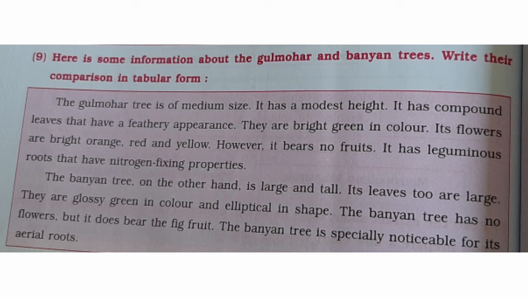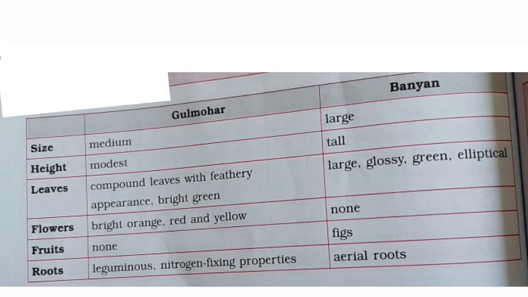Okay. Now, you have to make here 3 tables. The first one is the particulars. There you have to write size, height, leaves, flowers, fruits and roots. On the right side, in the first table, you have to write Gulmohar and the next is banyan. So from the given passage, you have to complete the table. Dear one, it's not at all difficult. If you understand it, you can easily write it.